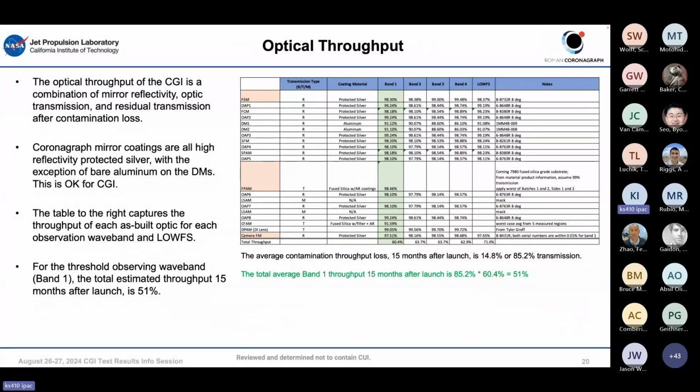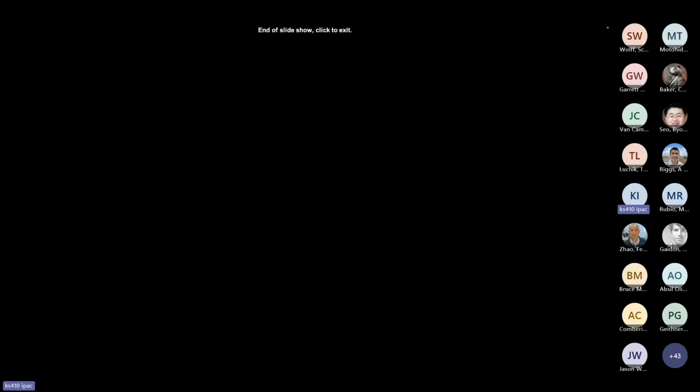Optical throughput, here's a table here. The coatings of the optics alone for band 1 give 60%. If we include the expected degradation loss due to contamination, that brings us down to 51% by the end of our prime mission at 15 months after launch. And that's it for me.